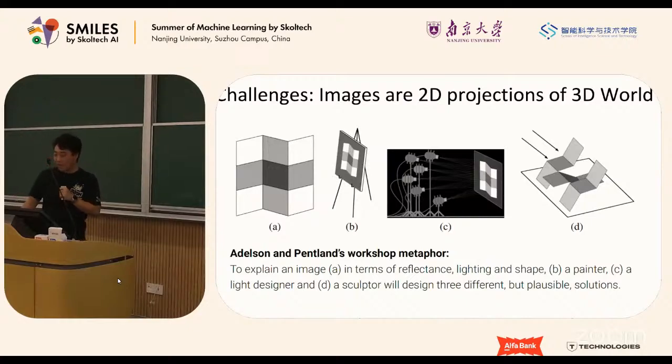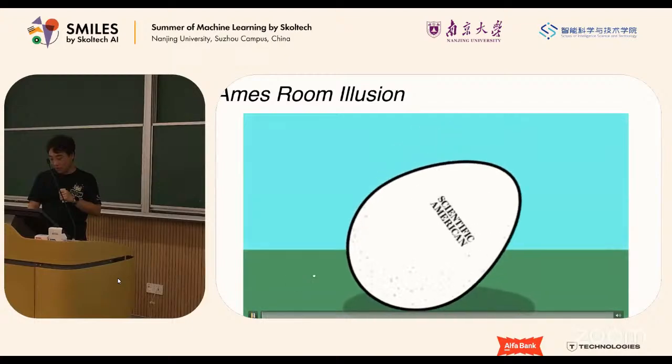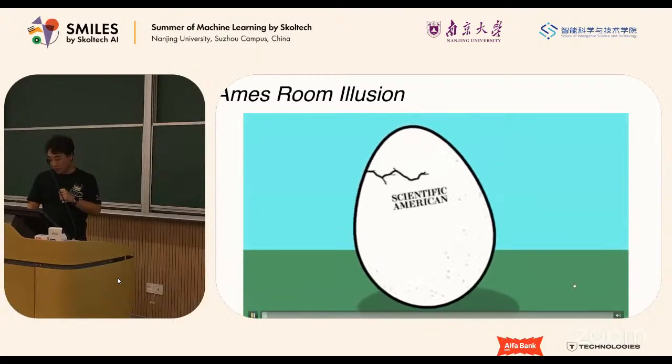The image is a 2D projection of the 3D world, but many different combinations of shape and illumination can create exactly the same image. So for the computer, it is quite hard to use just a 2D image to guess what the 3D world is. We can see an interesting experiment.